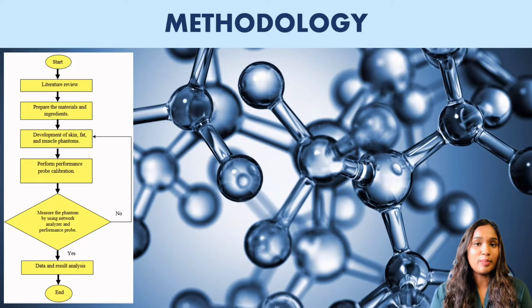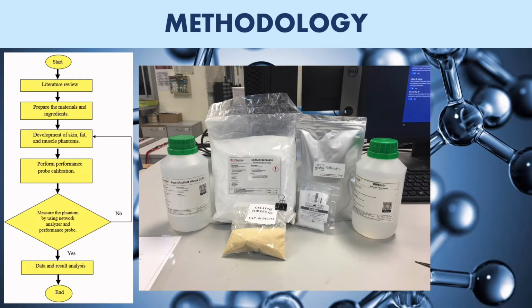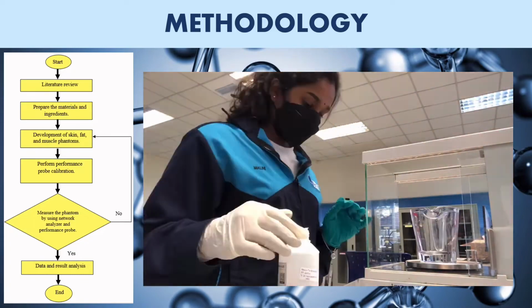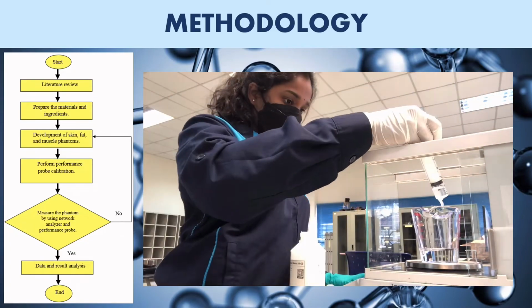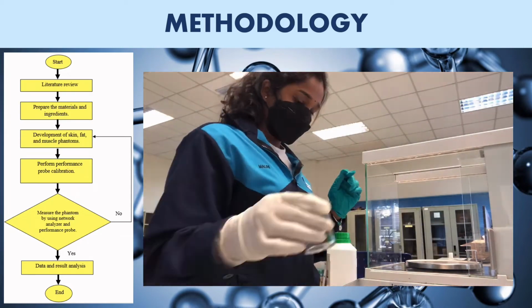After finalizing the best phantom recipe and method based on the literature review, the next process is to prepare materials and ingredients for the phantom, which involves purchasing. These are the ingredients which were used to develop the skin phantom, which comprises deionized water, glycerin, gelatin, etc. Before the fabrication process of the phantom, the ingredients need to be measured precisely based on the recipe.